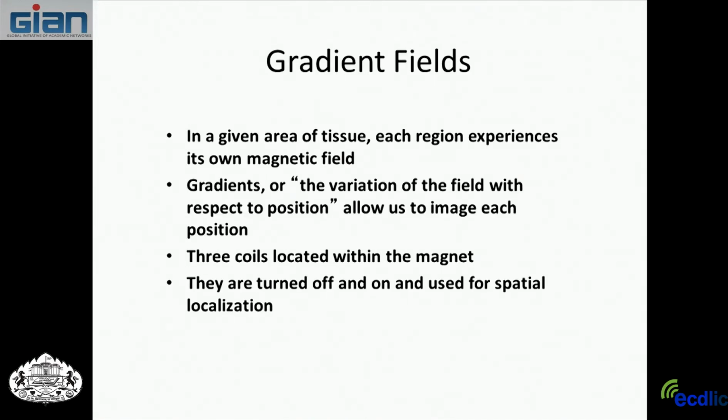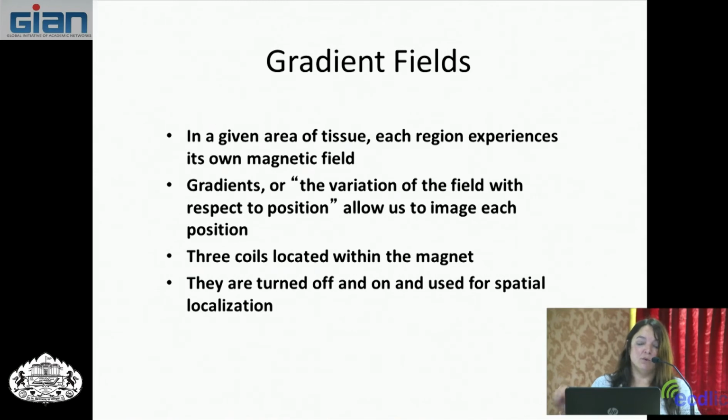In a given area of tissue, each region experiences its own little magnetic field. Gradients, or differences in this magnetic field, variations in this field, can allow us to define a positional location of each of these protons. So there are 3 coils in the magnet, one X, one Y, one Z, and these are turned on and off as we image, and are used to define our spatial locations.